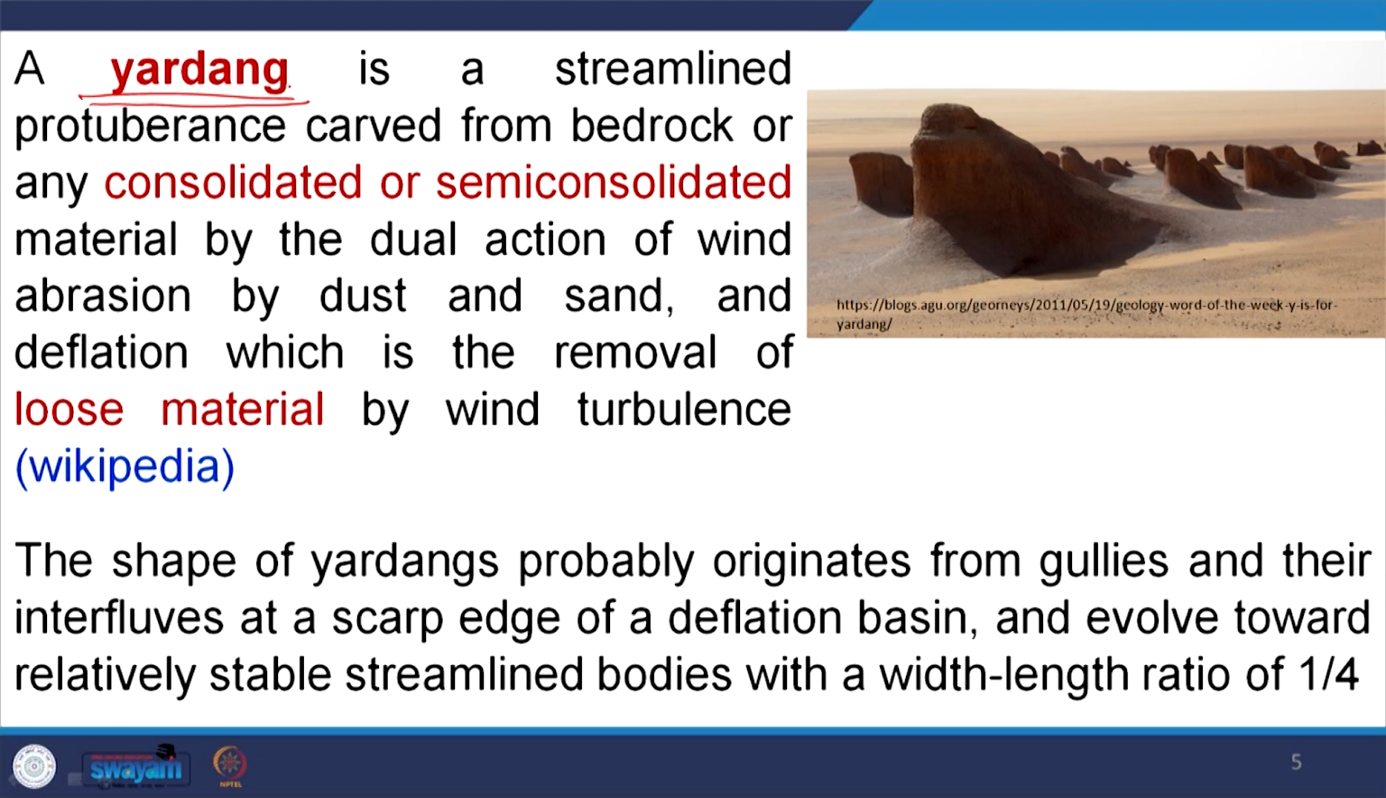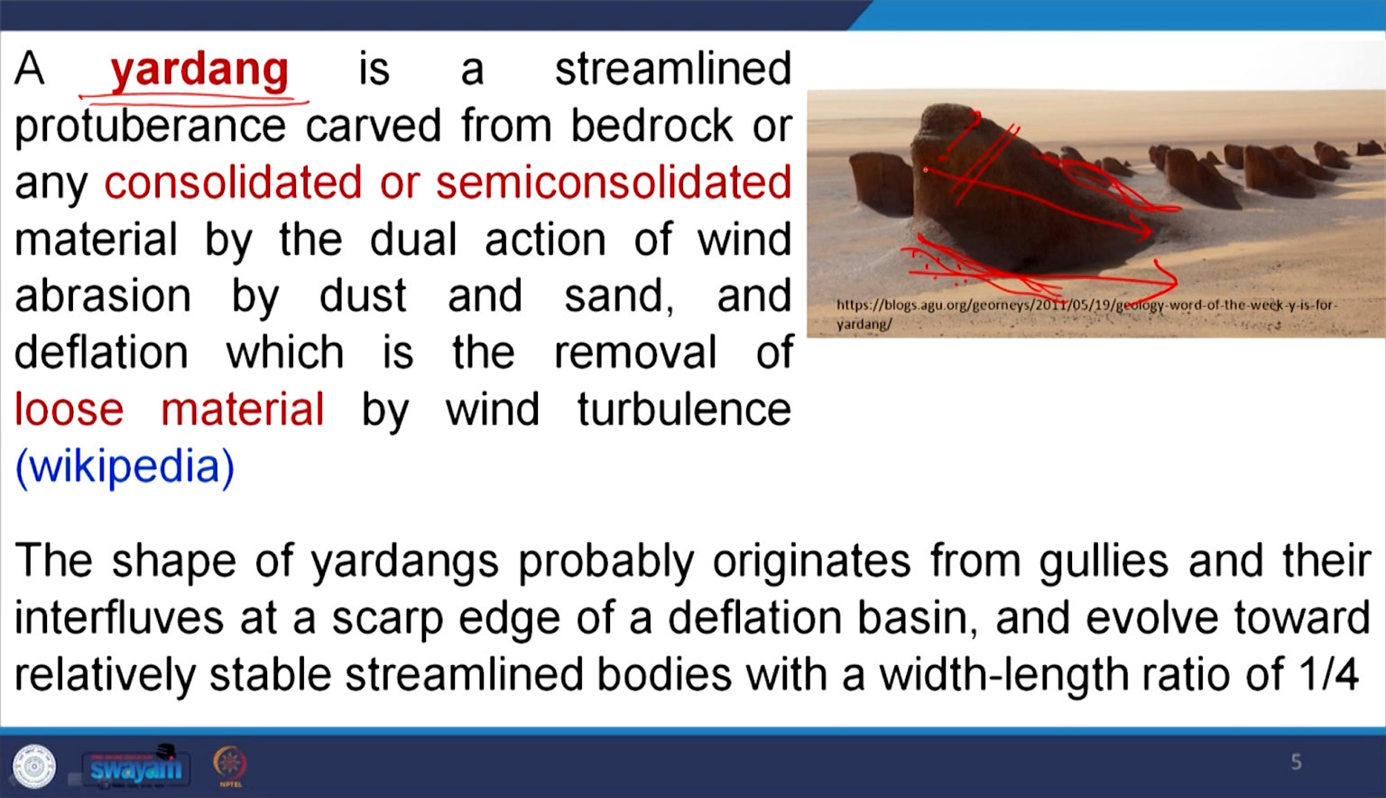So, that means if we consider its width as compared to its length, this ratio will be 1:4. These are the gullies and this side is the gully, and these represent the interflue. Due to this wind action, material is removed from here by abrasion, and this abraded material which will lie here will be removed further by the deflation action.